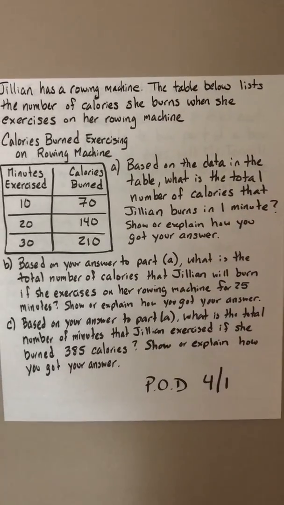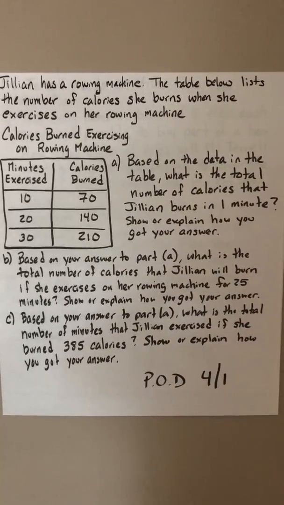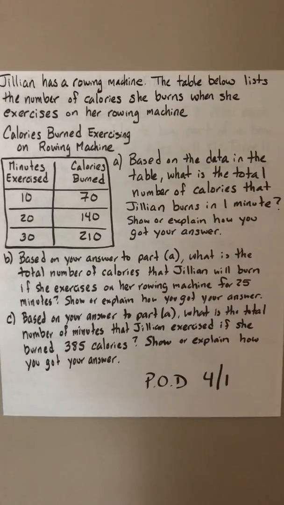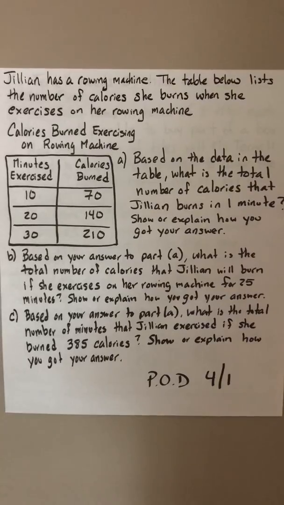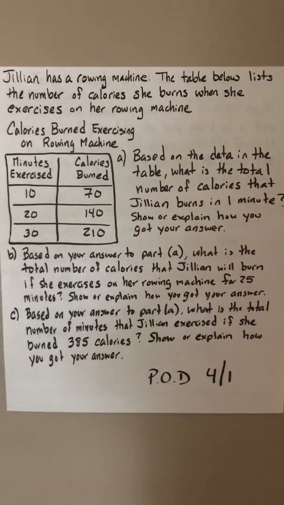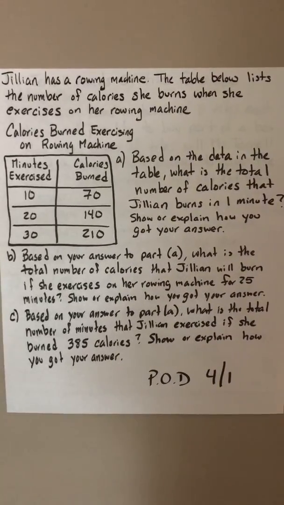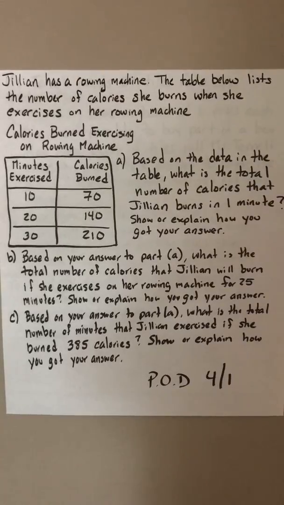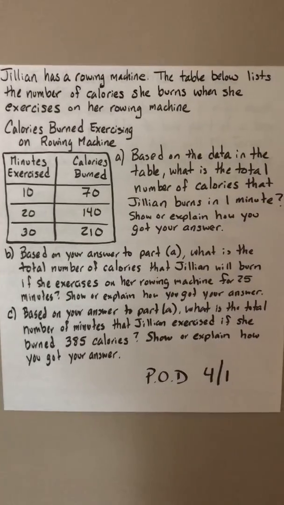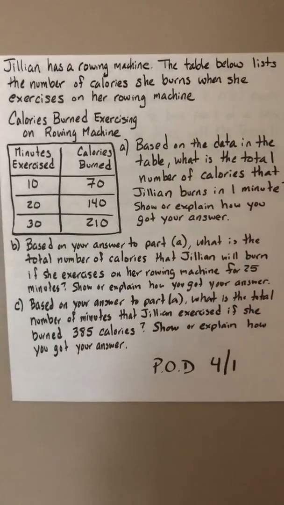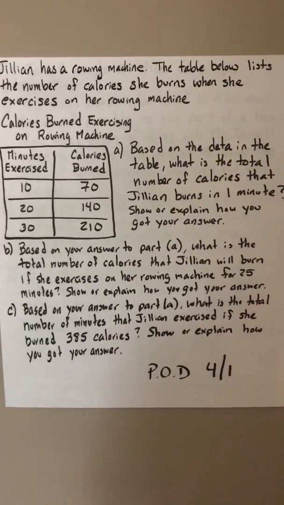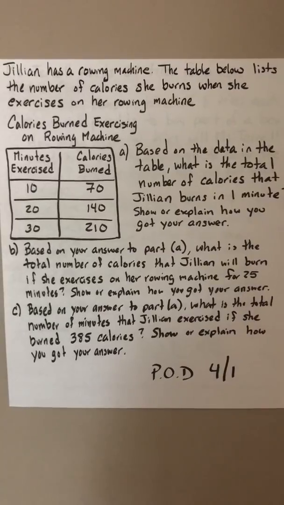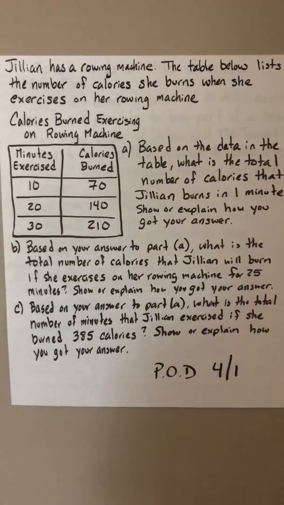Based on the data in the table, what is the total number of calories that Jillian burns in 1 minute? Show or explain how you get your answer. Part B, based on your answer to Part A, what is the total number of calories that Jillian will burn if she exercises on her rowing machine for 25 minutes? Show or explain how you get your answer. Part C, based on your answer to Part A, what is the total number of minutes that Jillian exercised if she burned 385 calories? Show or explain how you get your answer.